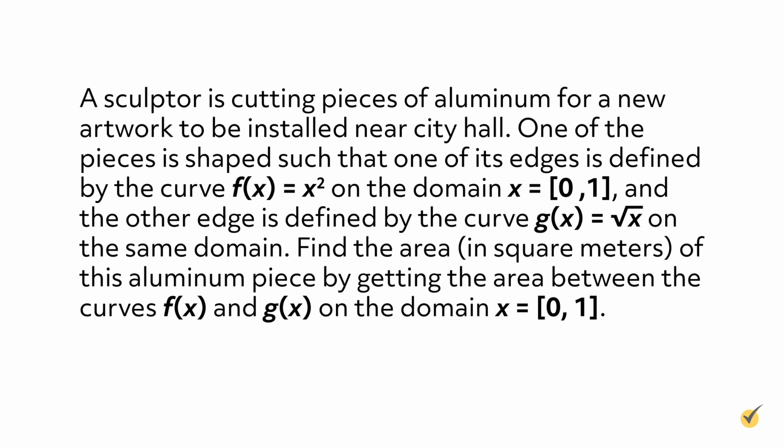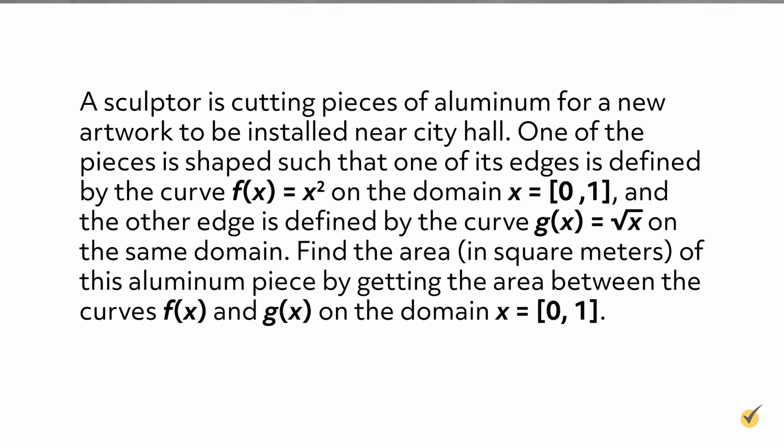One of the pieces is shaped such that one of its edges is defined by the curve f of x equals x squared on the domain x equals 0 to 1. The other edge is defined by the curve g of x is equal to the square root of x on the same domain. Find the area in square meters of this aluminum piece by getting the area between the curves f of x and g of x on the domain x equals 0 to 1.